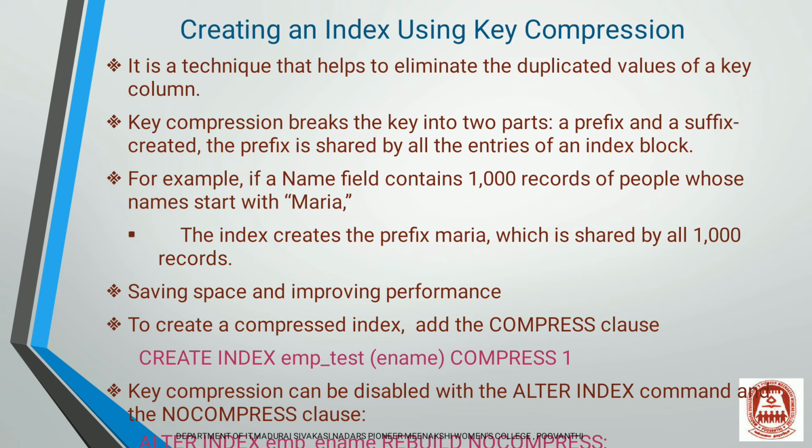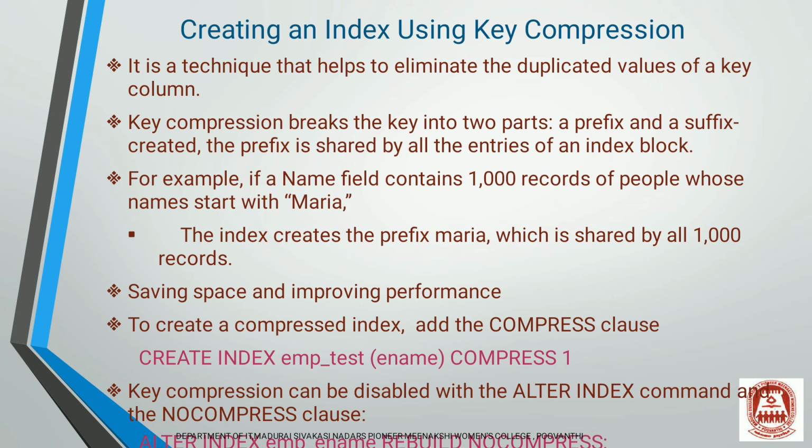Creating an index using key compression. Creating an index is possible, and we discussed a lot of methods. The purpose of an index is quick access, but when we are using a particular column that has a lot of duplicate values, it is again difficult for us. So we are trying to eliminate the duplicated values of a key column. That is, key compression breaks the key into two parts. One part is a prefix and another part is a suffix. So we are going to use the prefix shared by all the entries of the index block.